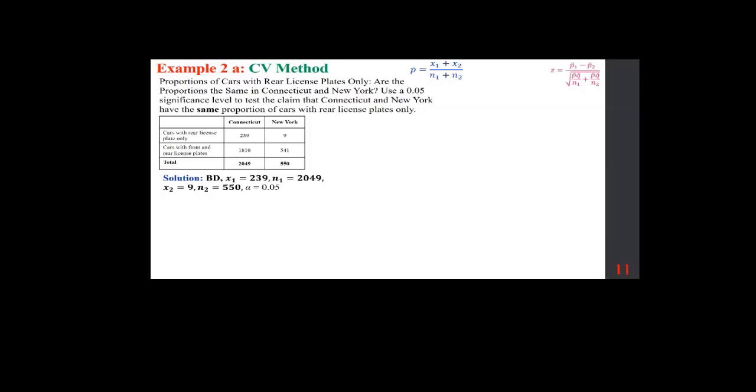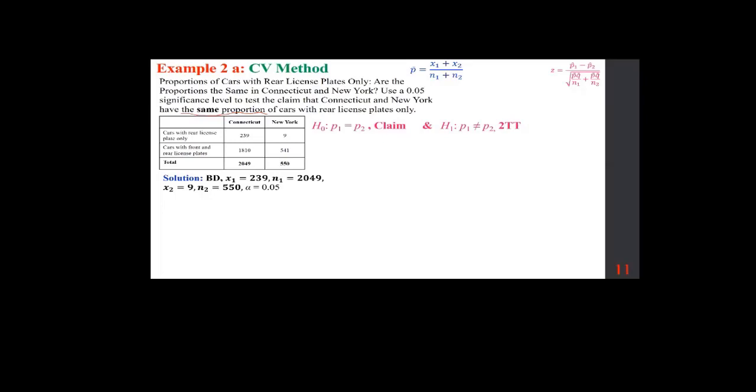The very first step is H0 and H1. So obviously H0: p1 equals p2. So we are using a 0.05 significance level to test the claim that they have the same proportion. So see, it doesn't say less or more, so H1 is not equal to, and the equality is the claim. So with that being the case, we go to the second step.